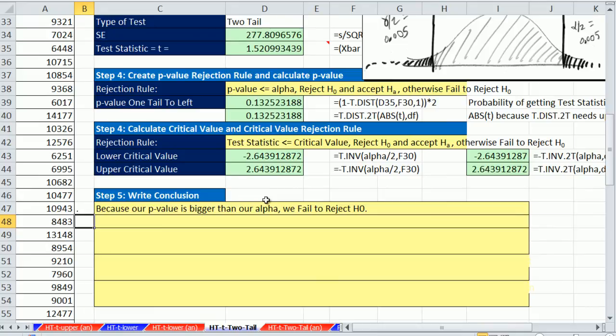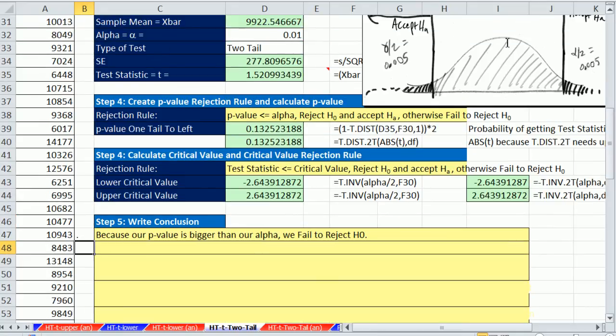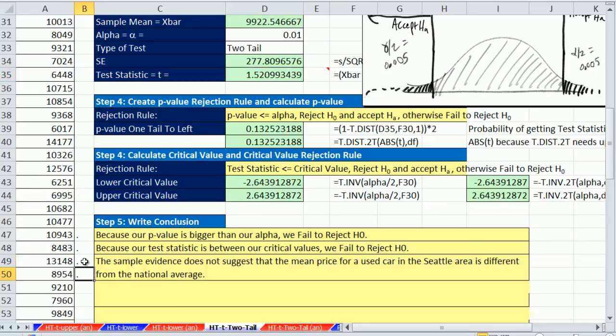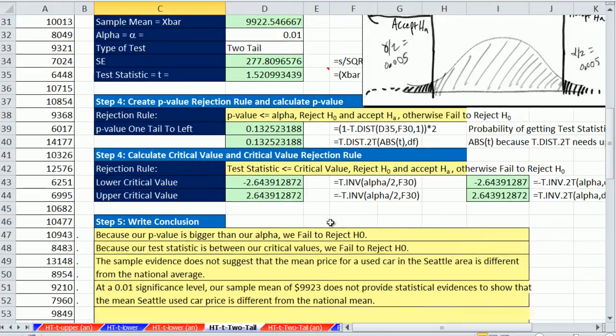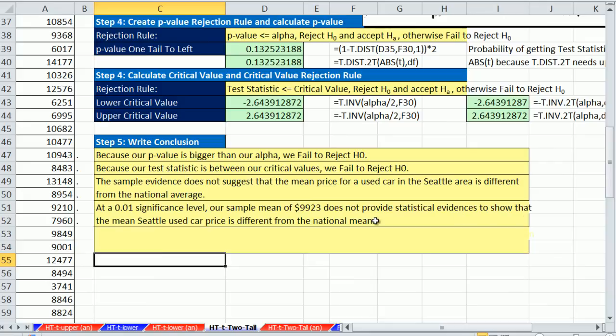Let's look at our conclusion. Because our p-value is bigger than our alpha, we fail to reject clearly. That is gigantic compared to that. Our critical value, because our test statistic is between our critical values, there's our test statistic, and it's between these. We fail to reject. The sample evidence does not suggest that the mean price for used cars in Seattle area is different from the national average. Said a different way, at a 0.05, oops, that's 0.01. We wanted to be super sure. Significance level, our sample mean of 9,923 does not provide statistical evidence to show that the mean Seattle used price is different from the national mean.